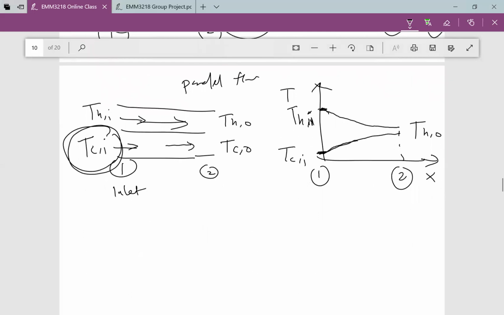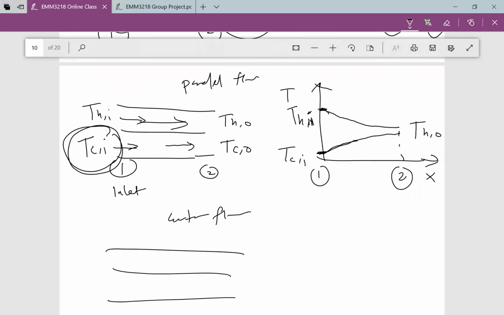If you have counterflow, you have opposite direction.